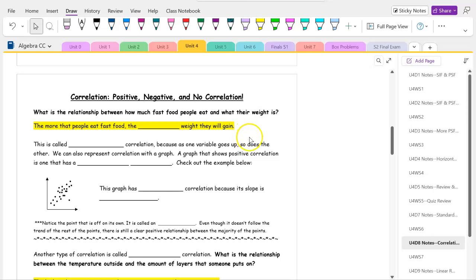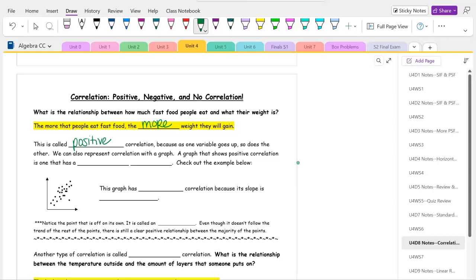All right, so next we're going to talk about correlation. So we have 3 types of correlation: positive, negative, and no correlation. This has to do with the relationship between 2 variables. So for example, what is the relationship between how much fast food people eat and what their weight is? In general, the more that people eat fast food, the more weight they will gain. This is called positive correlation, because as one variable goes up, so does the other.